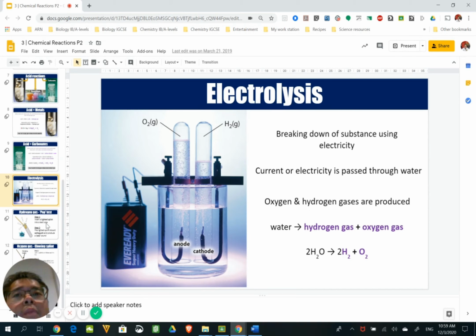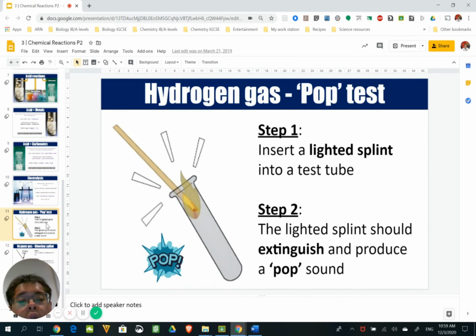Now, having said that, because a lot of the chemical reactions will require chemical evidence, there are a couple of tests that you can use to actually determine what type of gas it is. The pop test we actually use to determine that there is the presence of hydrogen gas. So all you need to do is to insert a lighted splint into the test tube full of hydrogen gas, and as soon as the splint is extinguished, a pop sound would be heard. All right, so some of them can be loud, depends on how much you put inside. Okay.